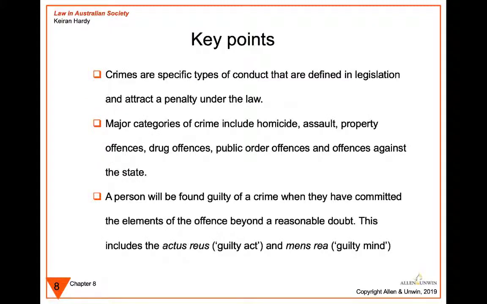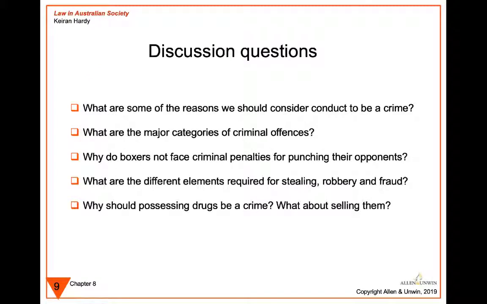The key points from this chapter are that crimes are specific types of conduct that are defined in legislation and attract a penalty under the law. Major categories of crime include homicide, assault, property offences, drug offences, public order offences, and offences against the state. A person will be found guilty of a crime when they have committed the elements of the offence beyond a reasonable doubt. This includes the actus reus, or the guilty act, and the mens rea, a guilty mind.